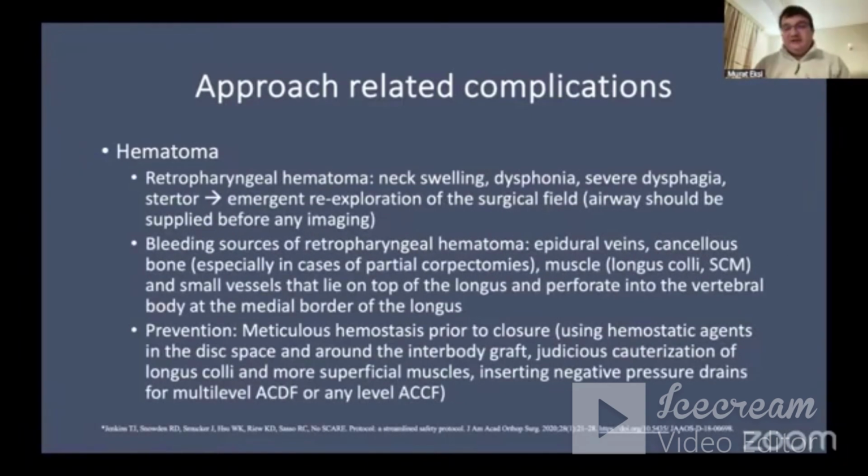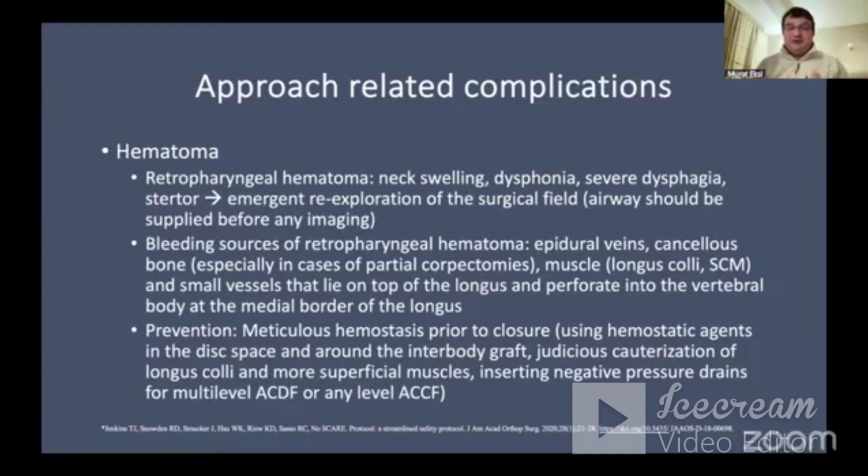Retropharyngeal hematoma, what are its symptoms and signs? Dysphonia, severe dysphagia. We should emergently re-explore the surgical field. The airway should be secured before any imaging is obtained. Bleeding sources of retropharyngeal hematoma can be epidural veins, cancellous bone, muscles, and small vessels that lie on top of the longus colli muscle. How to prevent?